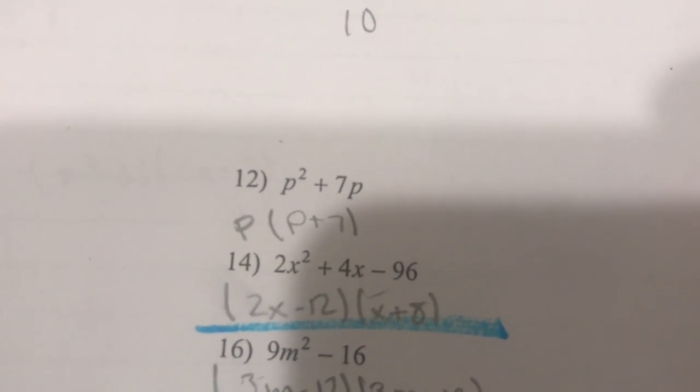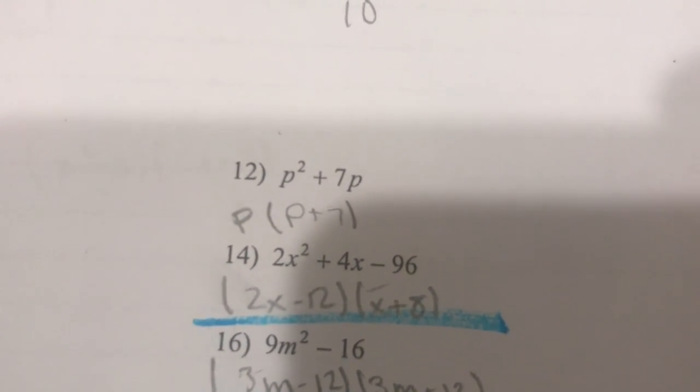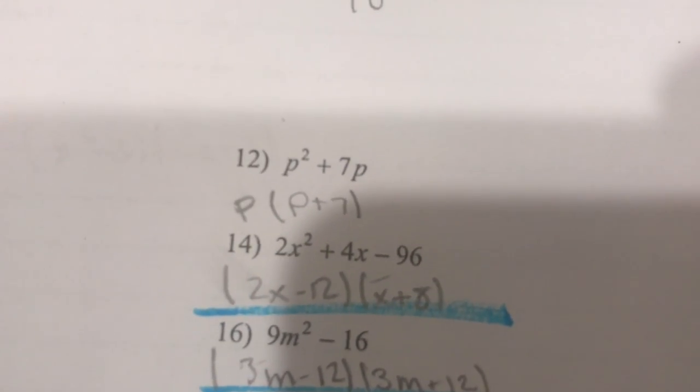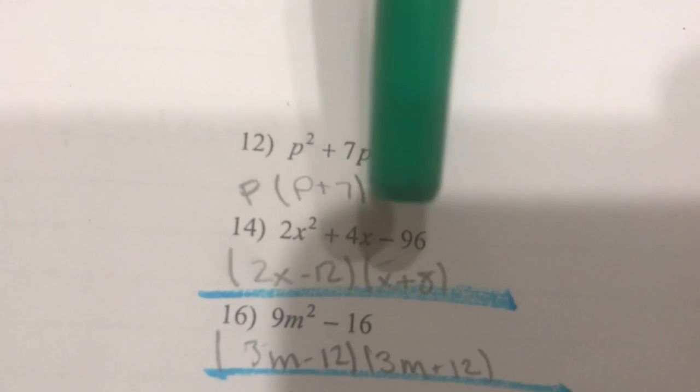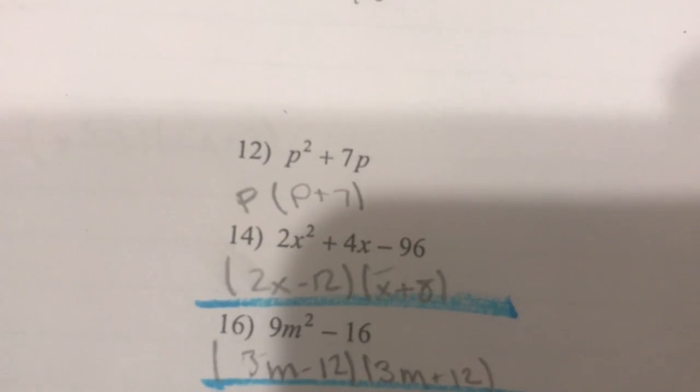Do that first because it'll save you a headache much later. Here, in this case, if we present this as our answer, 2x minus 12 times x plus 8, that would be an incorrect factored form because it's not completely factored.